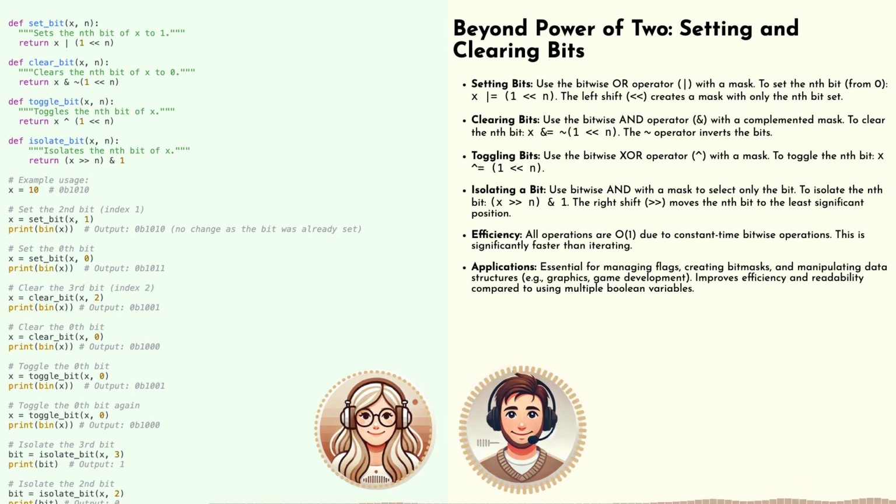It's like having a super compact way to store and manage information. And it's super efficient too, both in terms of memory usage and processing speed. Bit manipulation is definitely a powerful tool to have in your coding arsenal. Absolutely. It can make your code faster, more concise, and sometimes even more elegant.